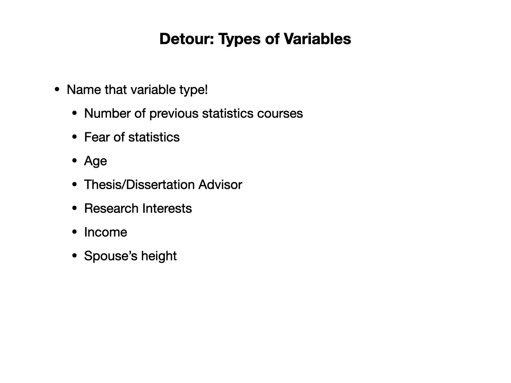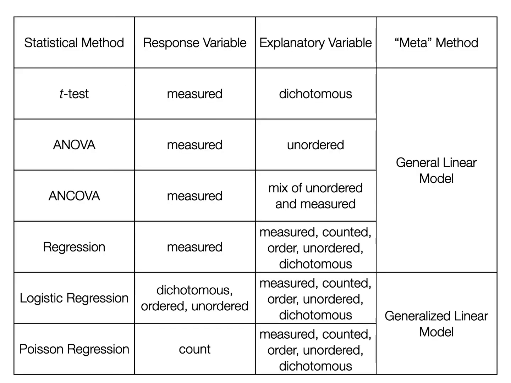Okay, why do these matter? Well, you can think about the different kinds of models that you're going to run into in statistics, and often which one you use will depend on what kind of variable you have as your response or your outcome variable, and what kind of variable you have as your explanatory variable or your predictor variable. So here on the left, I've got 6 different models, okay, and the first 4, from a t-test, ANOVA, ANCOVA, and regression, are all when you have a single measured response variable. So they're all expecting that your outcome is continuous.